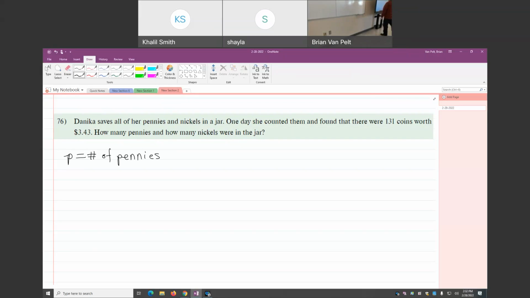If I tell you that the letter P stands for the number of pennies, using that letter P, can you tell me how many nickels there are? How many coins are there total? So how many are left over for the rest of them?